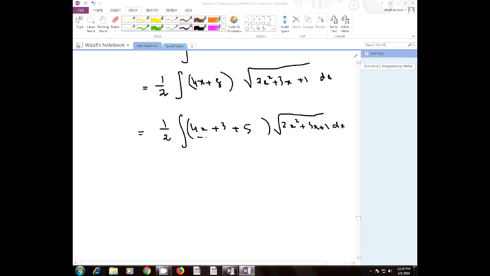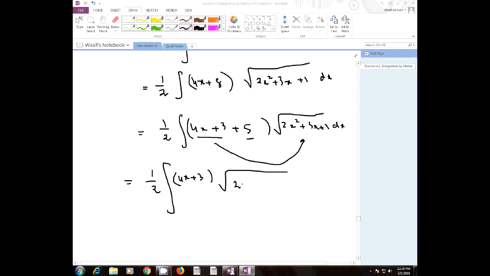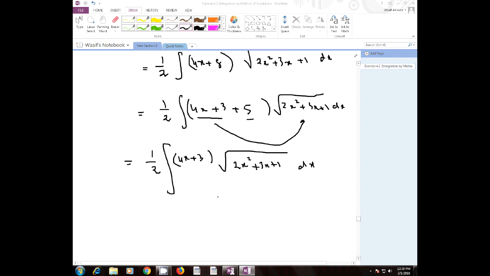Now you can apply the distributive law for 4x plus 3 and 5. Apply it, you get 1 divided by 2 integral of 4x plus 3 multiplied with this square root 2x square plus 3x plus 1 dx plus 5 square root of 2x square plus 3x plus 1 whole dx.